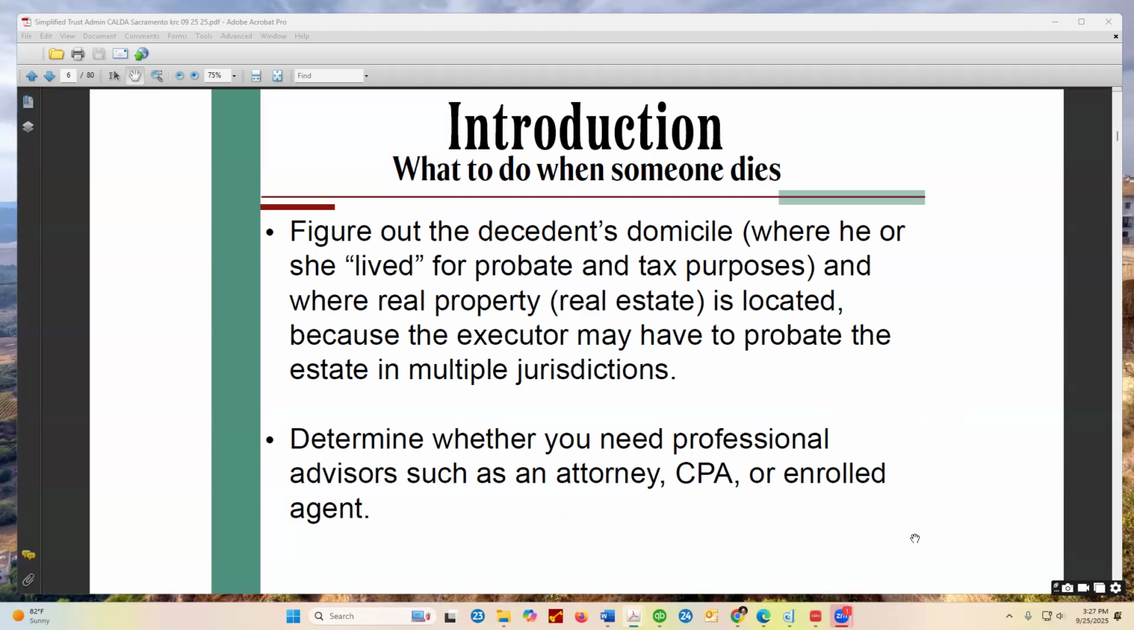Determine what types of professional advisors you might need. An attorney is a possibility, a certified public accountant for tax, an enrolled agent, or someone licensed under the CTEC rules, the California Tax Preparer Education Council.